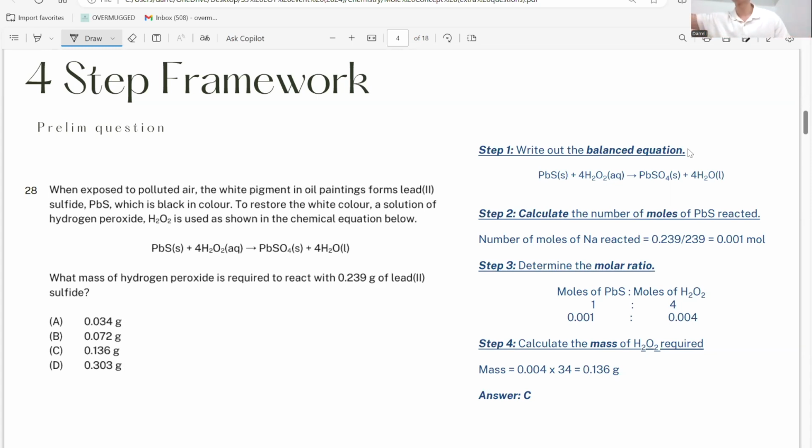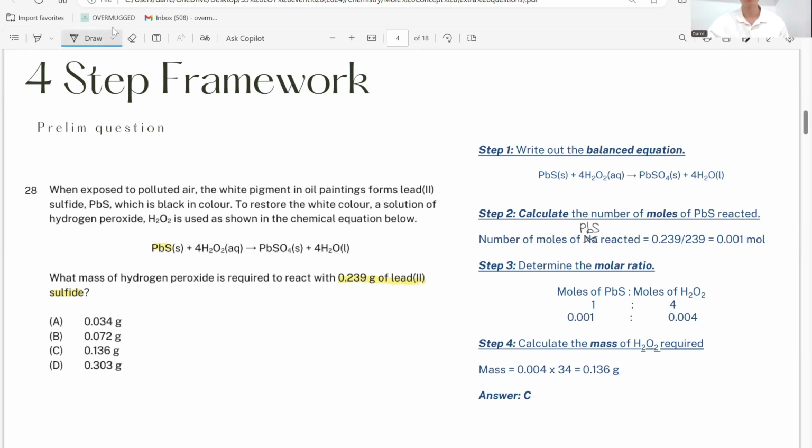So how to find mole? We use the mass, because the mass is provided. So you see over here, the question said we're going to be reacting with 0.239 grams of lead sulfide. So this is your lead sulfide. So how do we find moles of lead sulfide? Sorry, this one I think is a minor typo. You should write PbS, right? Because we are finding the number of moles of lead sulfide.